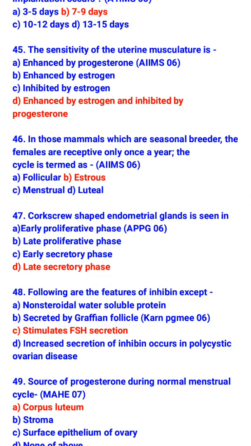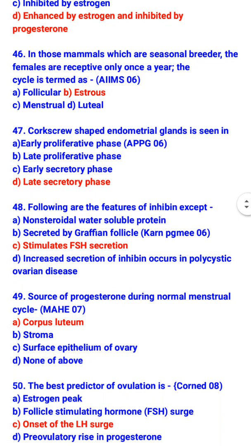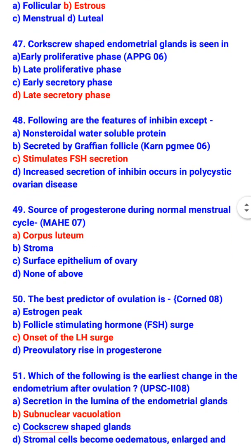Corkscrew shaped endometrial glands are seen in late secretory phase. Following are the features of inhibin except: so what are the features? Non-steroidal water-soluble protein secreted by Graafian follicle. Increased secretion of inhibin occurs in polycystic ovarian disease. And the false feature of inhibin is that it stimulates FSH secretion. It does not stimulate FSH secretion.